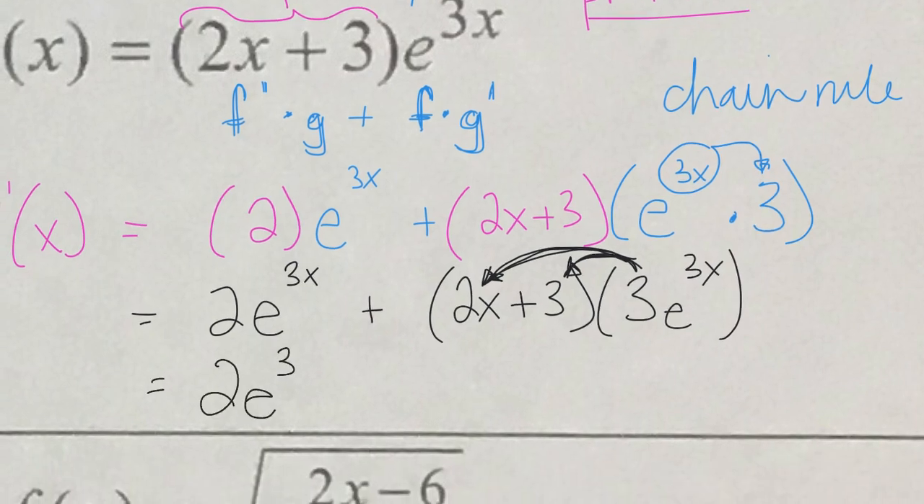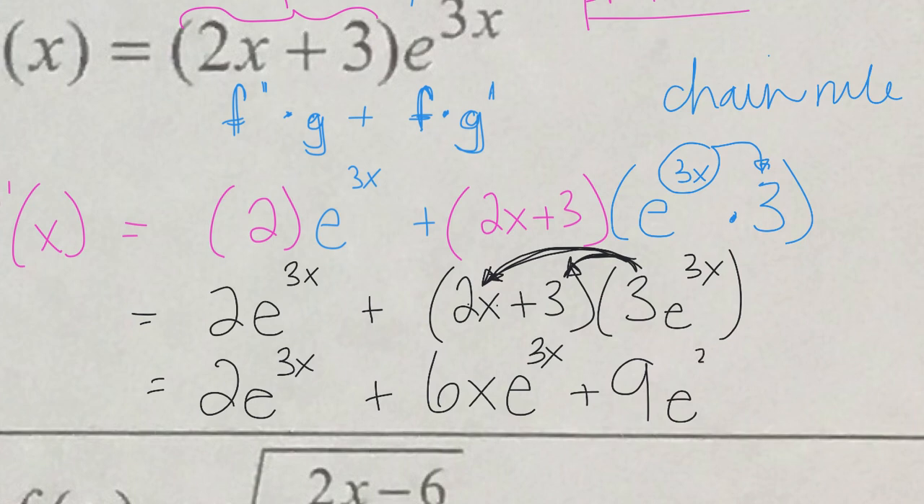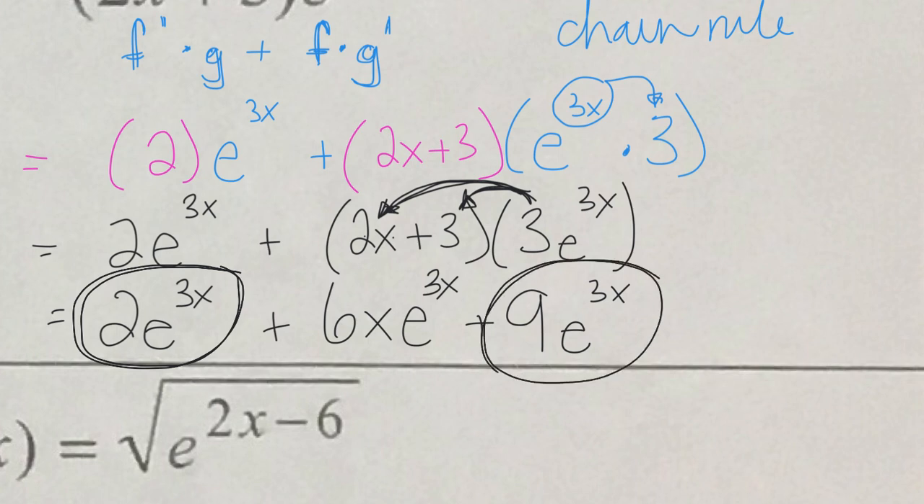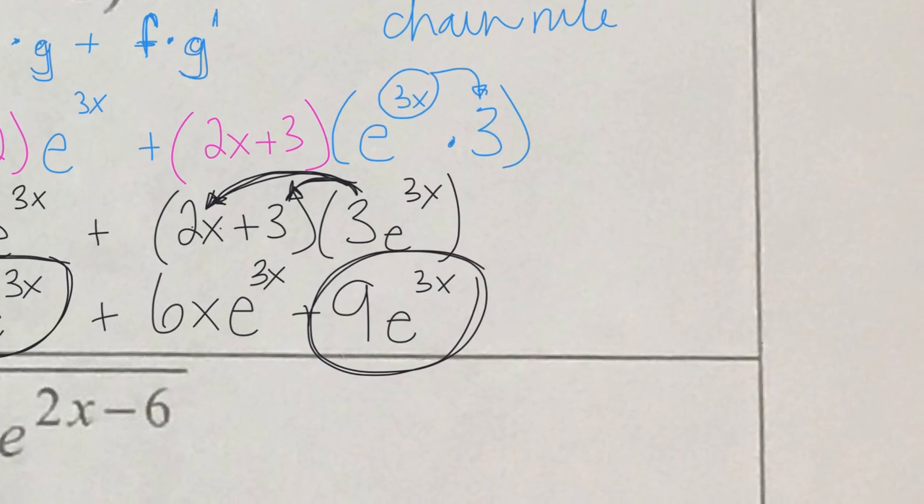Okay, so we still have our 2e to the 3x. So 2x times 3 is 6x e to the 3x, plus 9e to the 3x. Okay? So now we have some like terms. We have 2e's to the 3x and we have 9e's to the 3x. When I add those together, I get 11e to the 3x plus 6xe to the 3x.